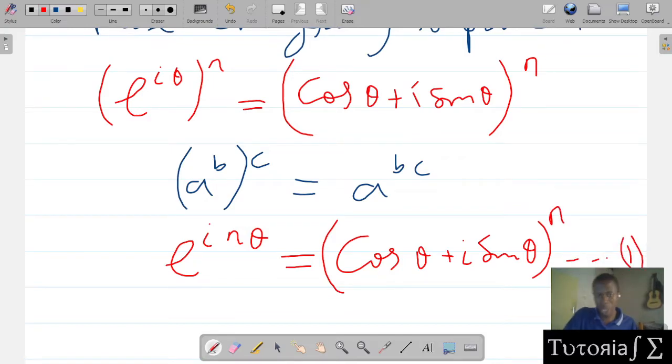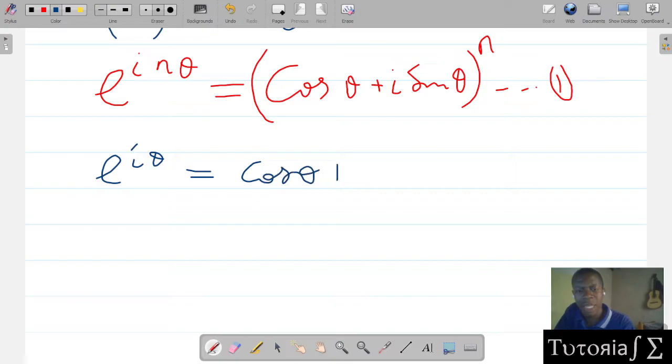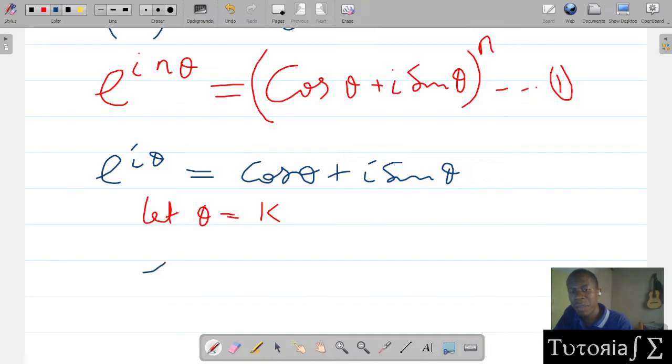Okay, so let's keep that equation for now. So that is our equation 1 for now. Then we'll go to equation 2. Equation 2, we're using Euler's formula. We know that e to the i theta is equal to cos theta plus i sine theta. If we let theta be equal to some random variable, let's say some variable k, then our Euler's formula becomes e to the ik being equal to cos k plus i sine k.